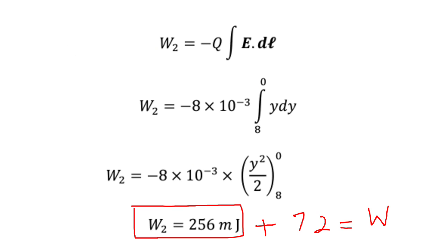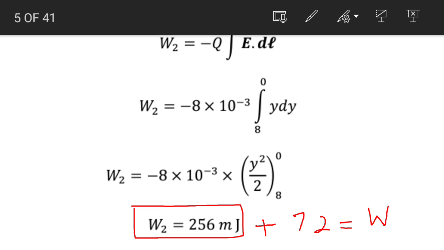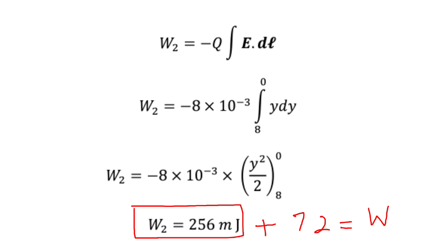So we calculate the energy with the help of this particular equation. W2, the energy which is required to move this charge of 2 millicoulomb along the second segment.